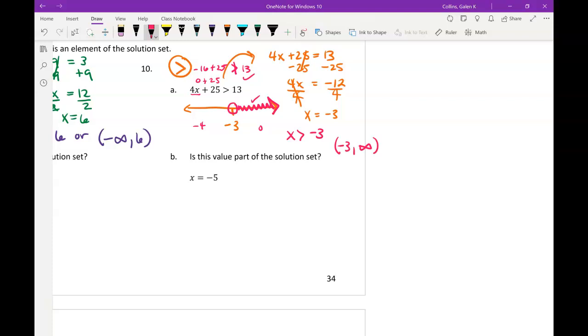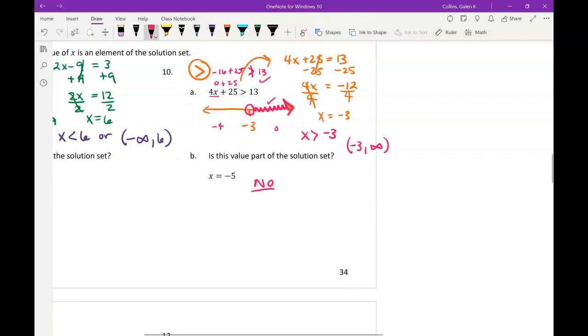So is the value negative 5 part of the solution set? No, negative 5 is to the left of negative 3. It's not on that interval.